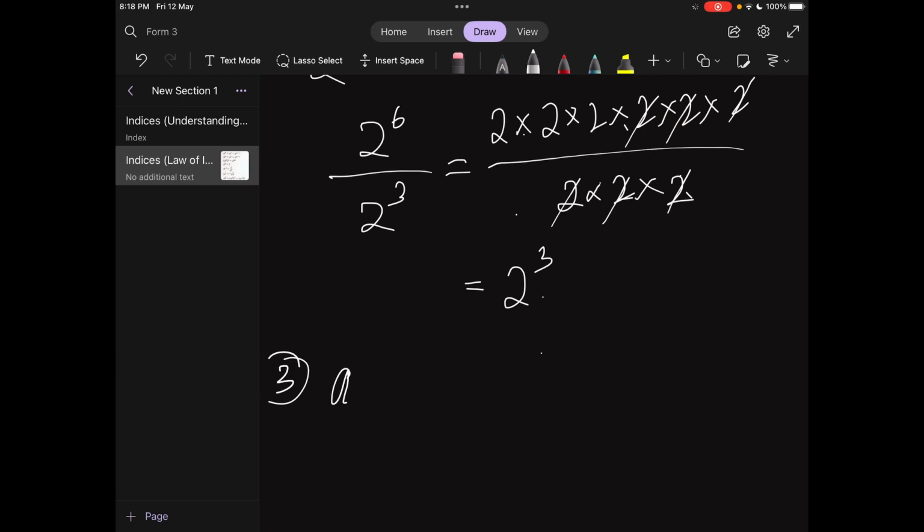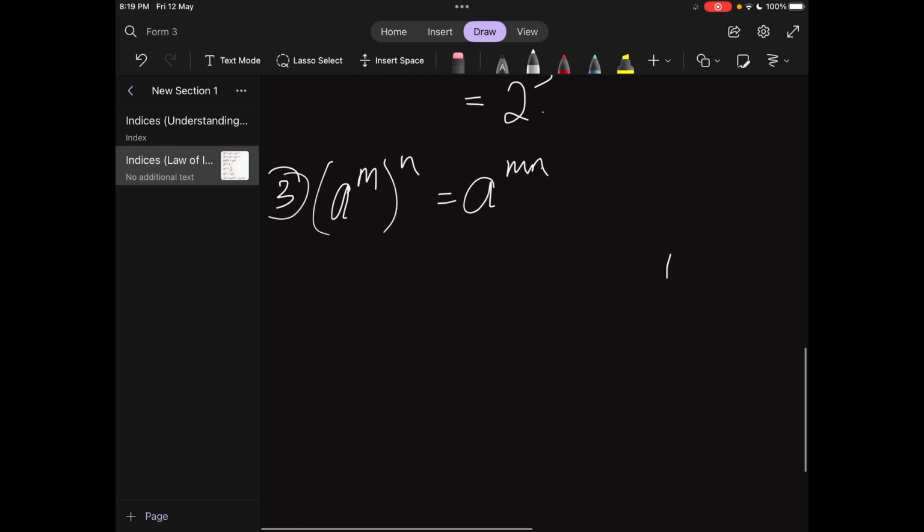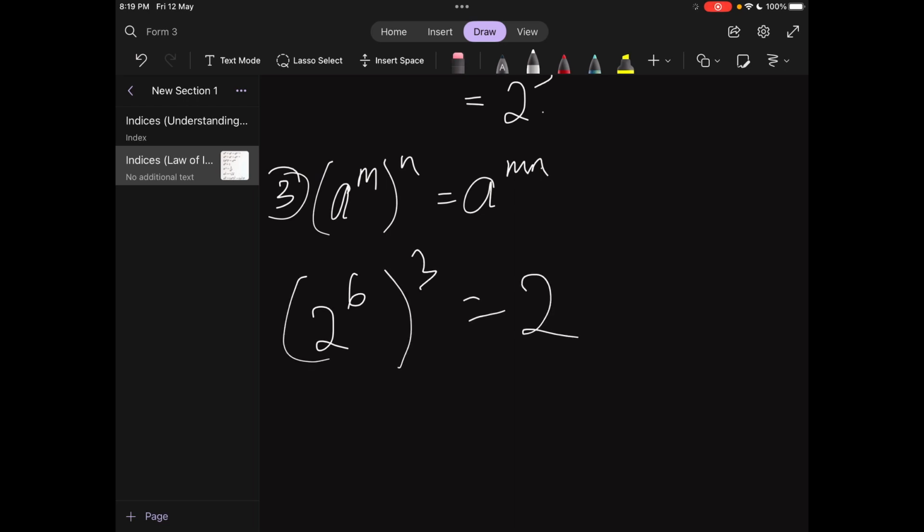a to the power of m in brackets to the power of n is equal to a to the power of mn. So here you can see the first one was addition, second one was subtraction, third one is multiplication. So to make you understand this, I'm going to use the exact same variable. It is 2 to the power of 6, all to the power of 3, which is equal to 2 to the power of 6 times 3, which is 18.